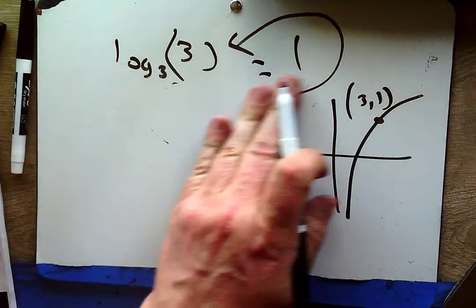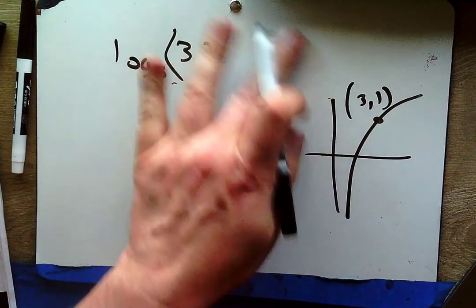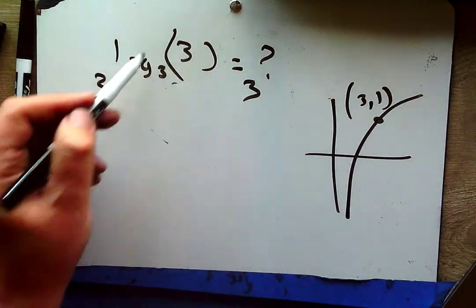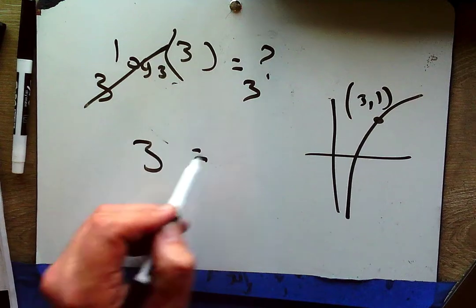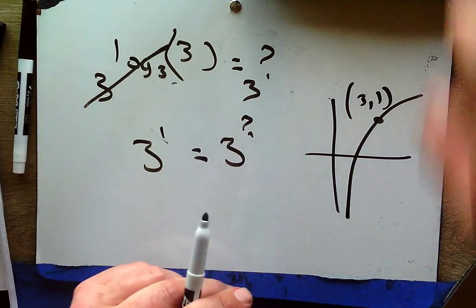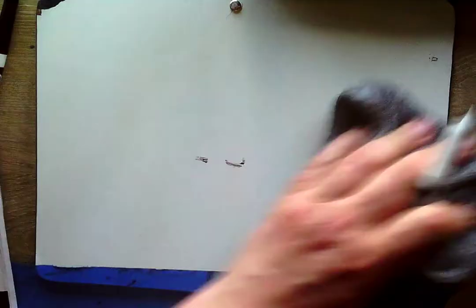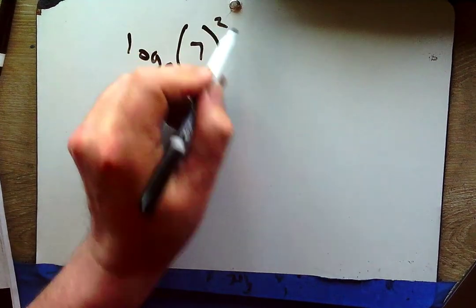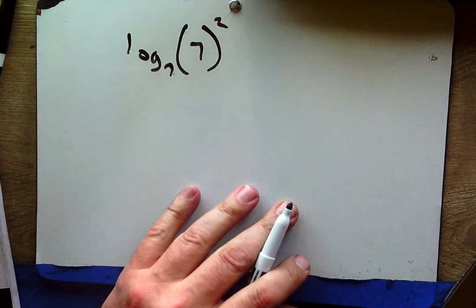You could also exponentiate with 3. 3 equals 3 to the question mark. And we're in that same place again. Okay. All right. How about this one? Log base 7 of 7 squared. What's that going to be equal to?